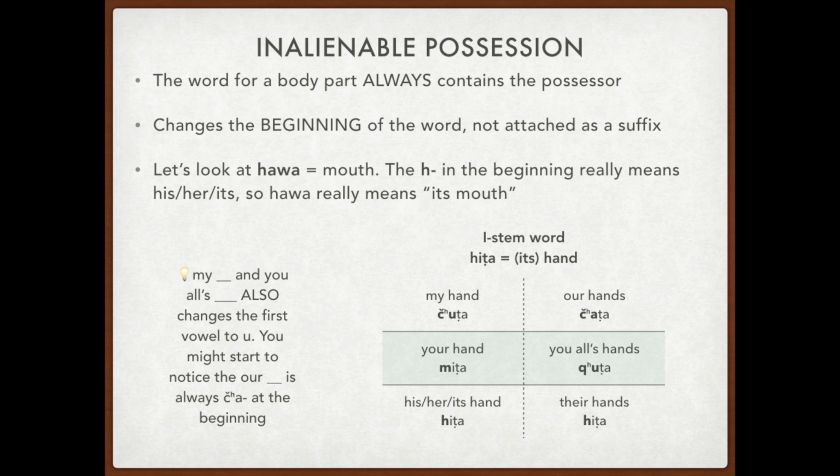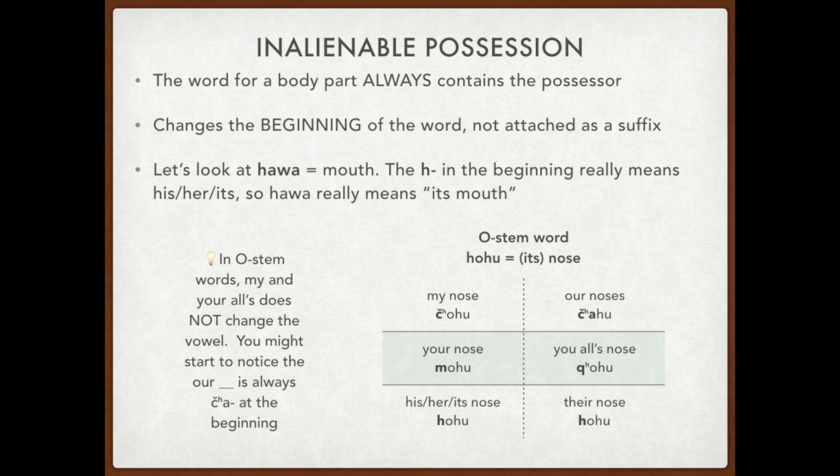Again, my hand and you all's hands change the I to a U. It's not chitra or ketra. It's chutra. Kotra. You change the I to a U. And again, you may notice that in our hands, it is not chitra. It is chatra. Again, our for inalienable possession will always change the first vowel to an A. Chatra.